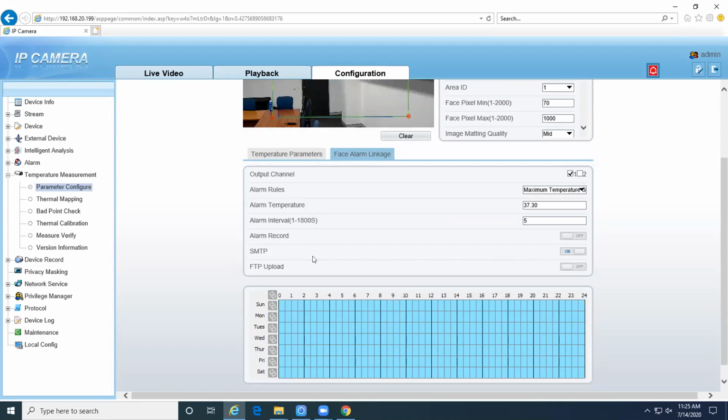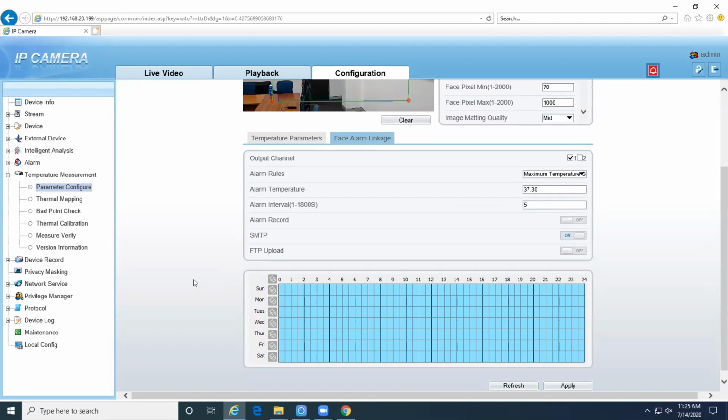If you have an email set up, you can also enable the system to send you an email with a snapshot if there was a temperature threshold, so you will see the person who had higher temperature. And you can specify at what times your system would need to operate, so you can enable or disable it after hours or on weekends if you need to.